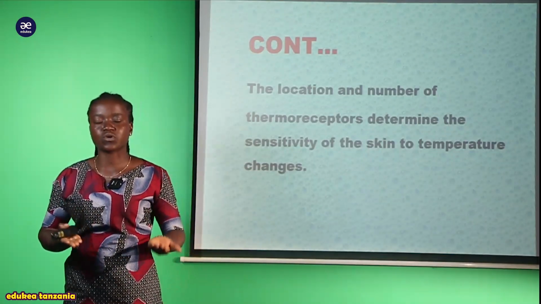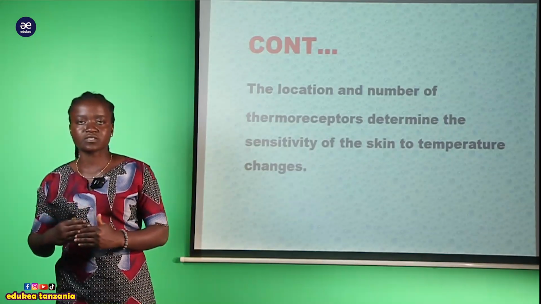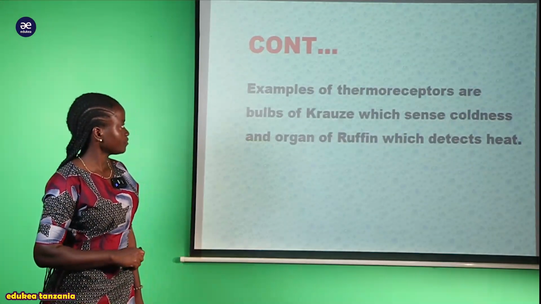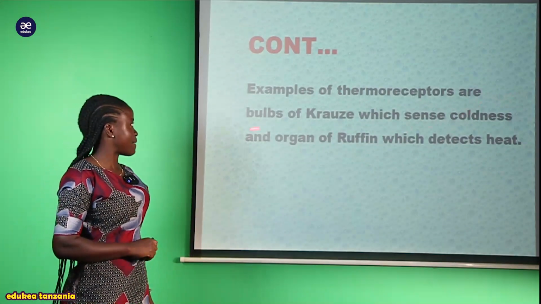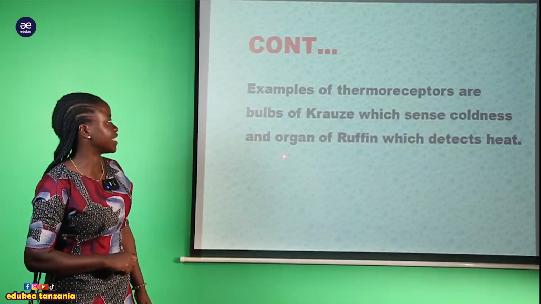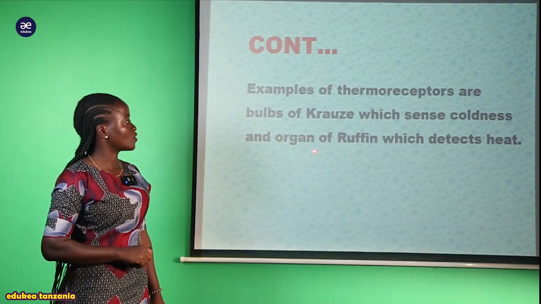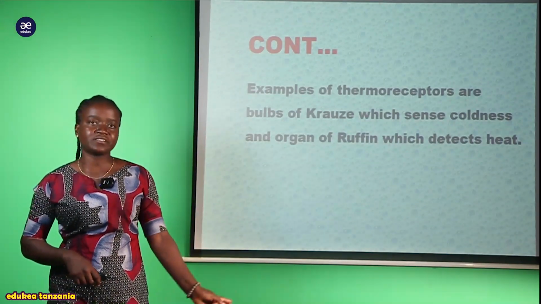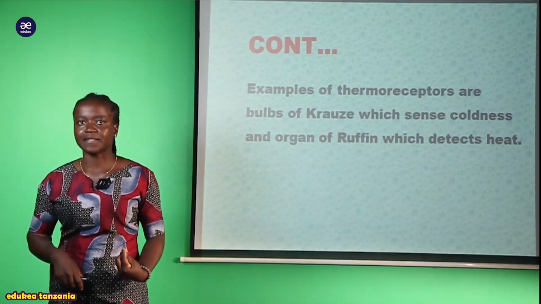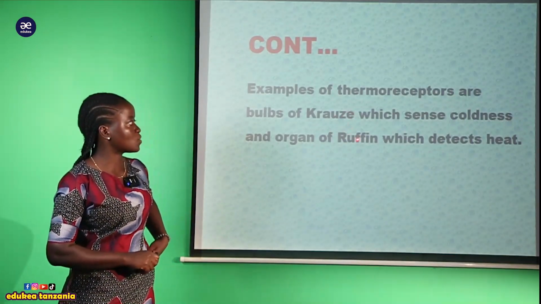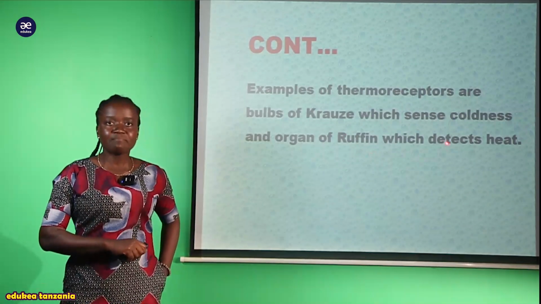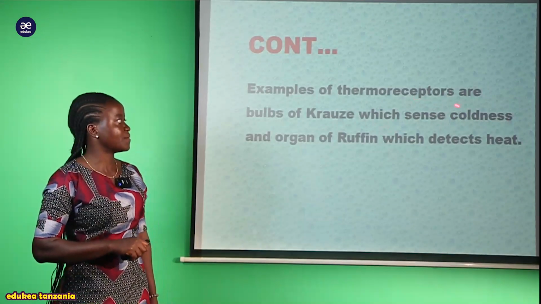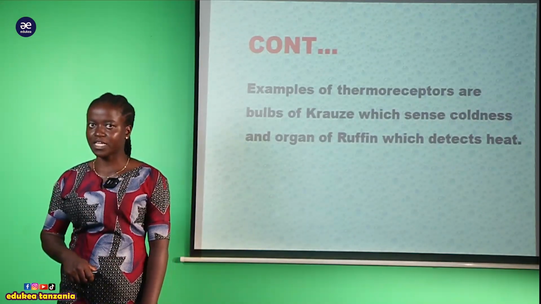We are talking about temperature changes, the coldness and hotness which occur within the environment. For example, examples of thermoreceptors are bulbs of Krause, which sense cold, and organ of Ruffini, which detect heat. Here we have these organs which are found within your skin. The bulb of Krause is found within your skin, and it is responsible for detecting the presence of coldness within your skin.